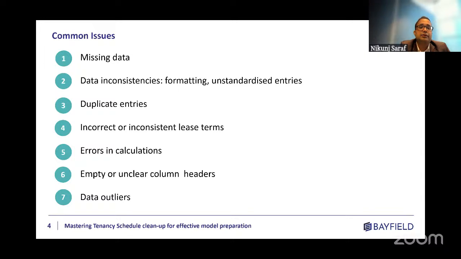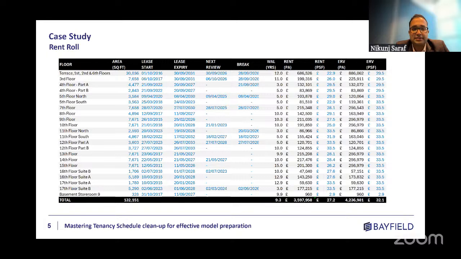Reviewing the rent roll will help us to identify any data outliers. And it's very important to confirm whether those data outliers are correct or not, because if we don't understand the outliers, our metrics could be all over the place. Now we'll move to a case study.